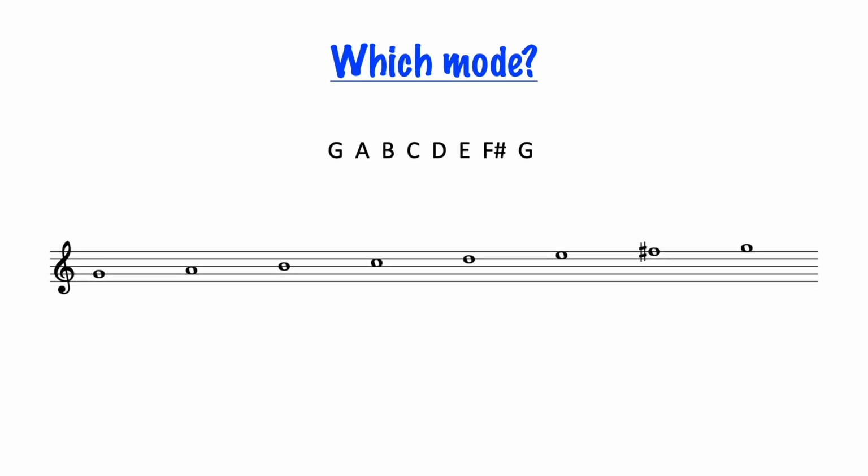Here is the last one. The starting note is G, and there is 1 sharp on F. Pretty obviously, this is G major. G is the 1st degree in G major, so this is G Ionian. You may notice that Ionian mode is actually the same as the major key, which is commonly used nowadays.